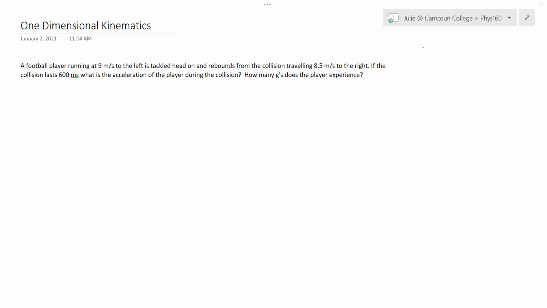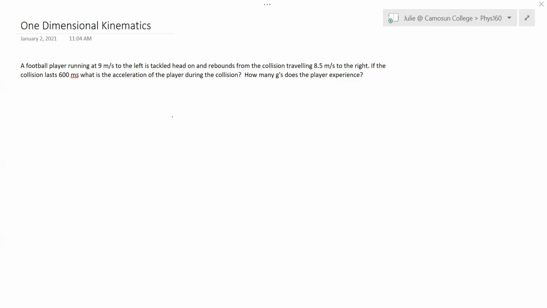Step number one is to read the problem carefully. So we read the problem: this football player running to the left is tackled, rebounds, and travels to the right, and the time he's in contact with whoever's tackling him is 600 milliseconds. Okay, let's draw a picture.